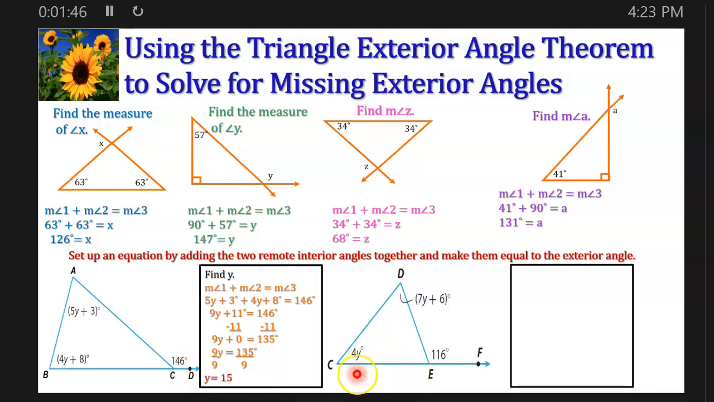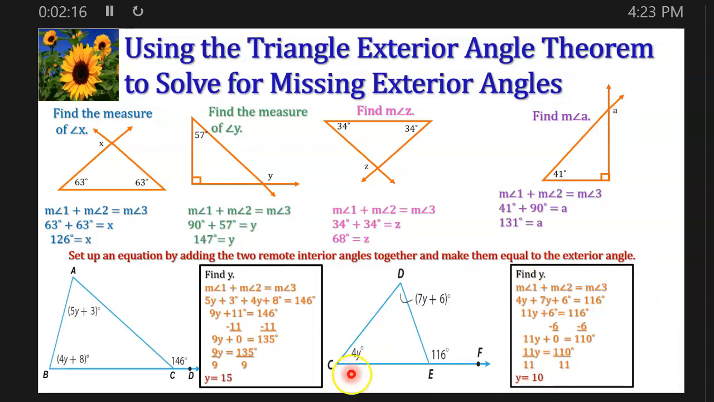The second example, again, we have two remote interior angles, and those two added together must equal the 116. So to find y, you would add the two together. 4y plus 7y plus 6 equals 116. And then combine your like terms. 4y and 7y make 11y. And then subtract your 6 from both sides to solve that two-step equation. Then divide by 11 on both sides to undo that multiplication. And y is going to be equal to 10.